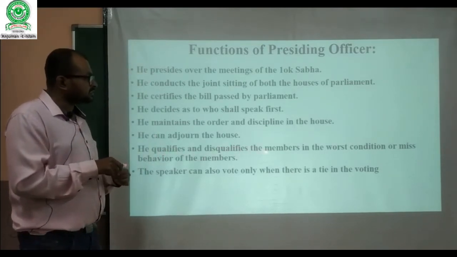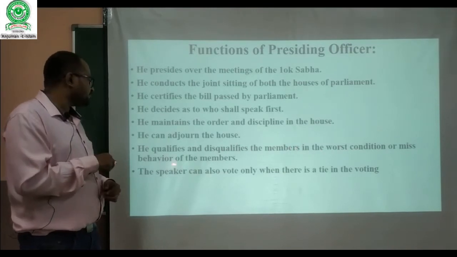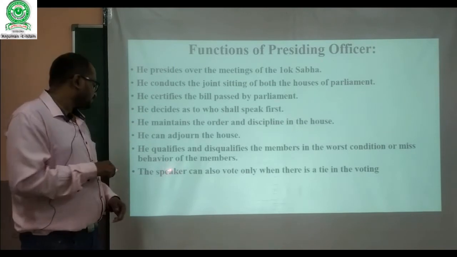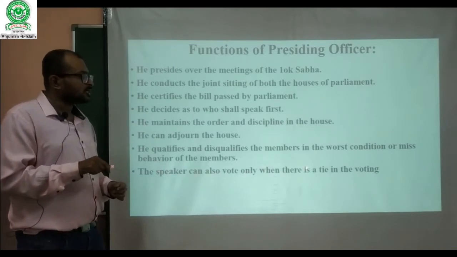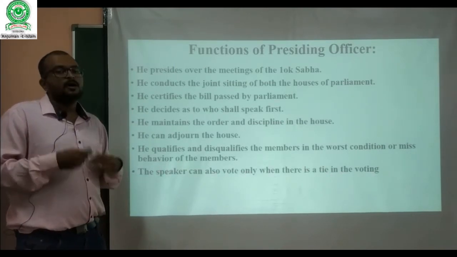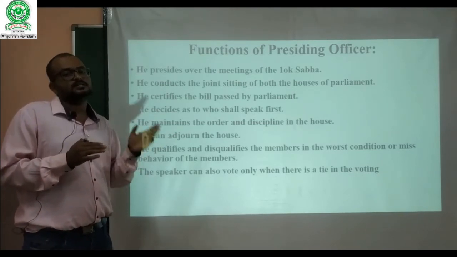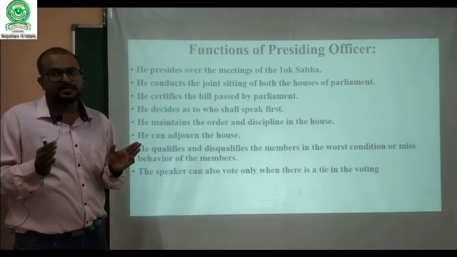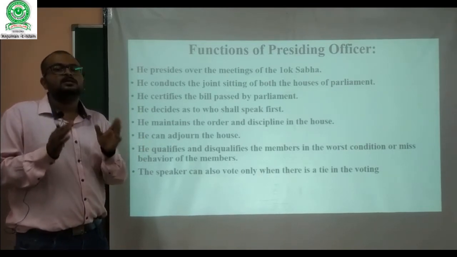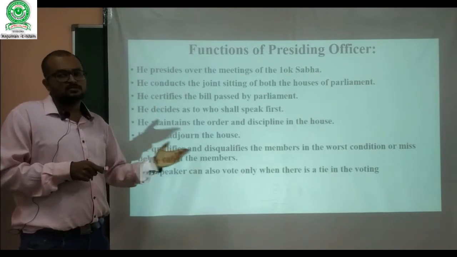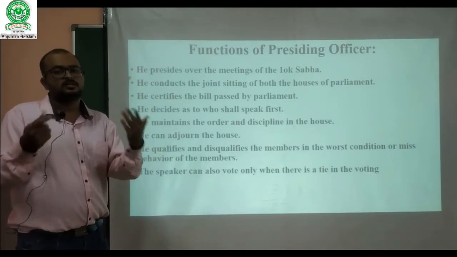He can disqualify members in the worst cases of misbehavior. If a member misbehaves, he can disqualify him. The speaker can also vote only when there is a tie in the voting. When both the opposition party and the ruling party have the same majority and the vote is tied, the speaker will give his vote and pass a resolution or act.